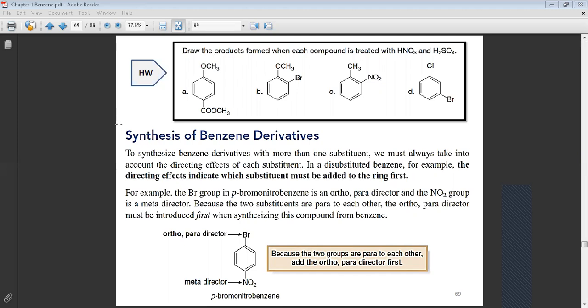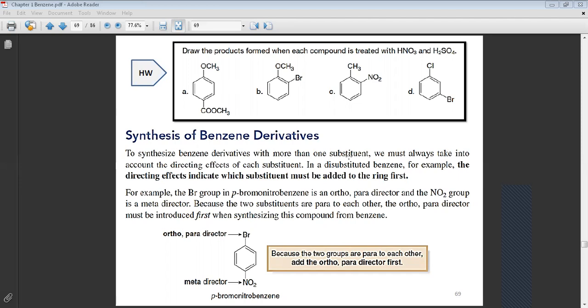Now look to here. This is the benzene derivative with more than one substituent. Before that, we know we can prepare, for example, methylbenzene from alkylation of benzene. We can prepare acylbenzene from the acylation of benzene, like that.